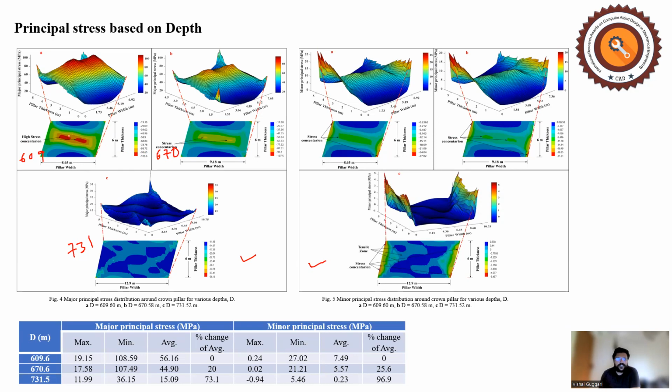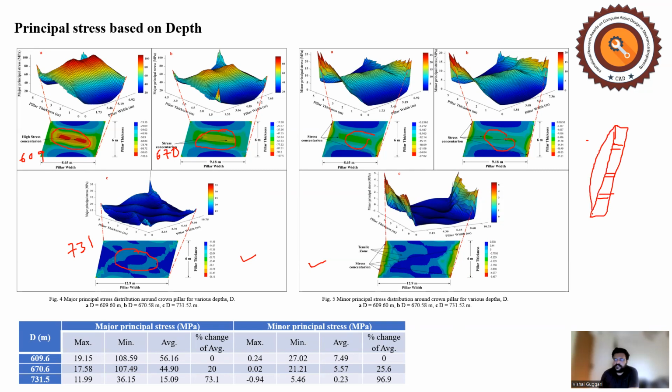But in this condition you can observe that at the center of the crown pillar the stress is reducing, as you can observe from the figure. Even the major principal stresses and the minor principal stresses are decreasing as you go deeper and deeper. The reason behind this is again this relaxation zone. Hence it is very important for this study to know the behavior of these crown pillars under this relaxation zone.